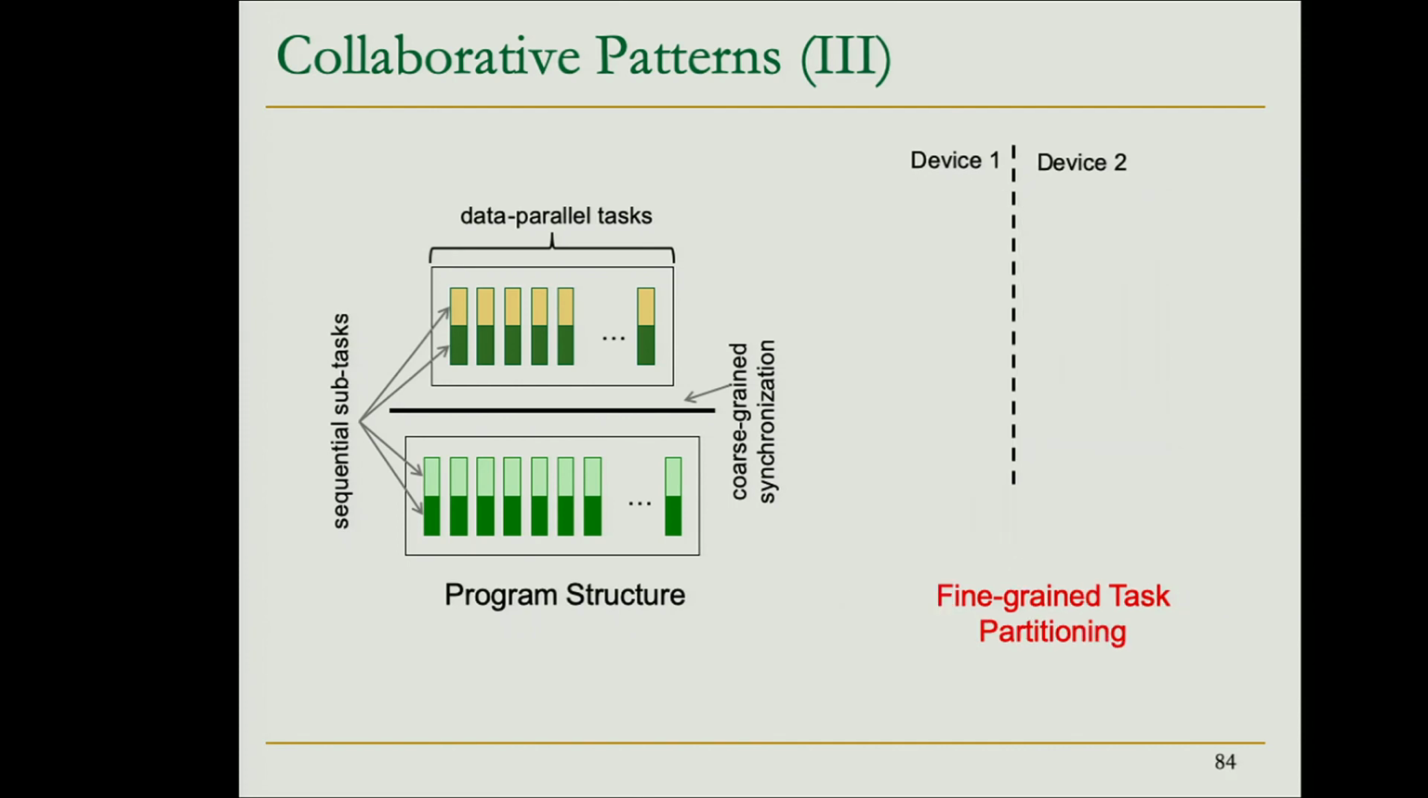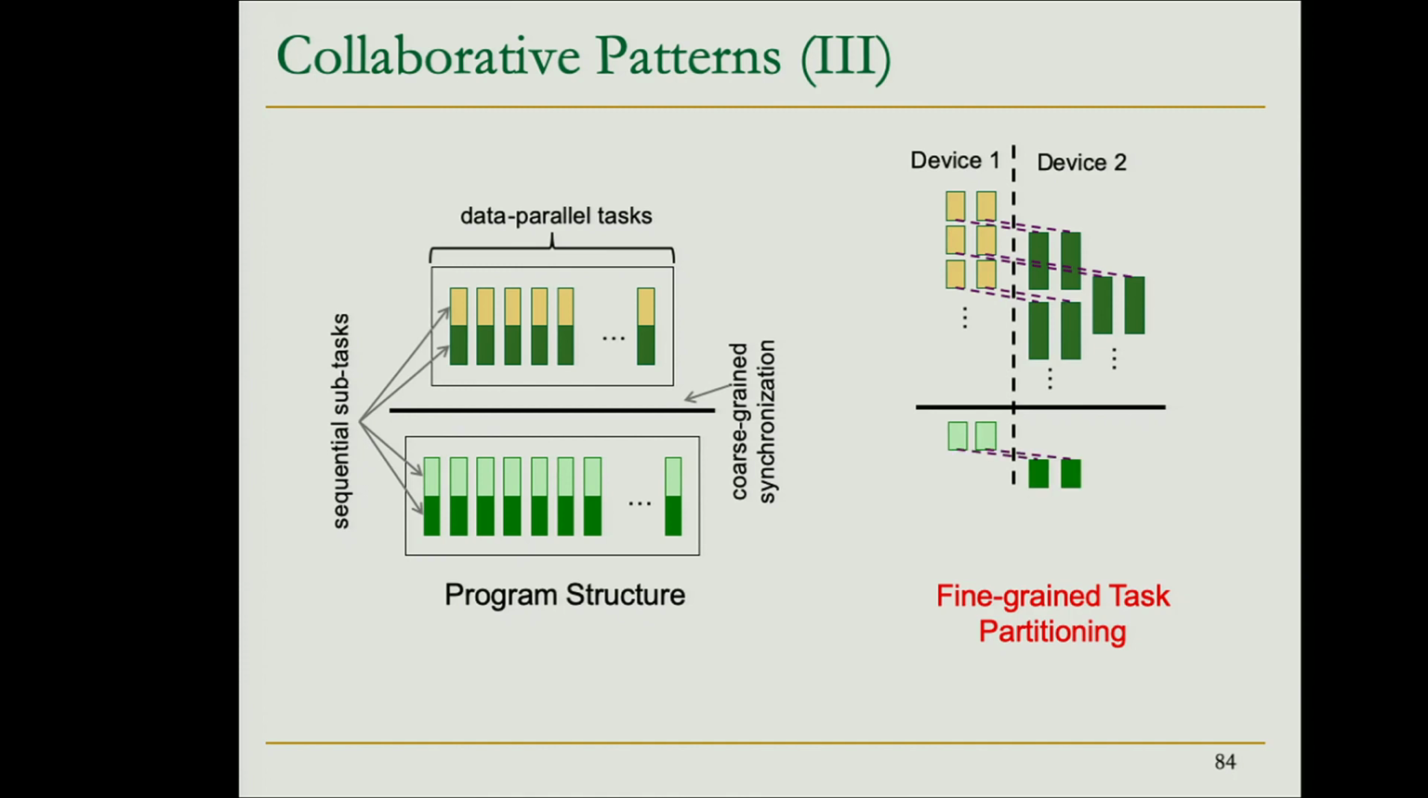But it could be even nicer if I do a fine-grained task partitioning, and this is something that is really doable these days with all these new programming features. I directly assign those subtasks that are faster to the device where they are faster. So the yellow thing in device 1, the green thing in device 2, and then at some point I need to do a coarse-grained synchronization, and then the light green thing on the CPU, the dark green thing on the GPU, and so on.